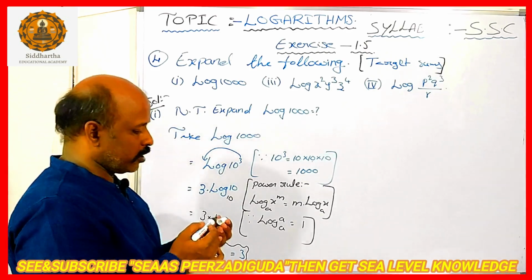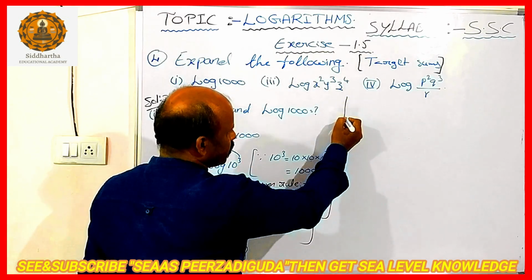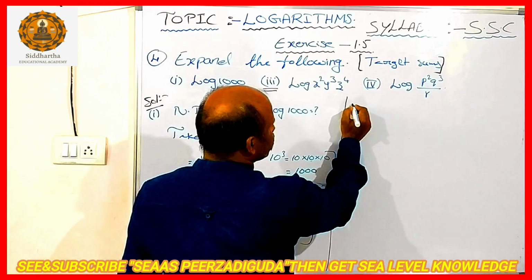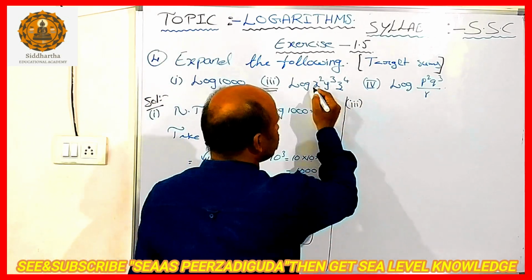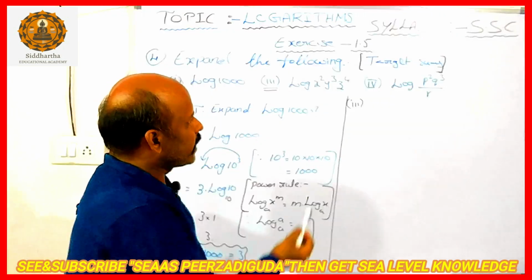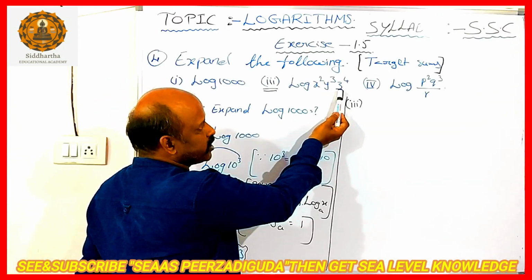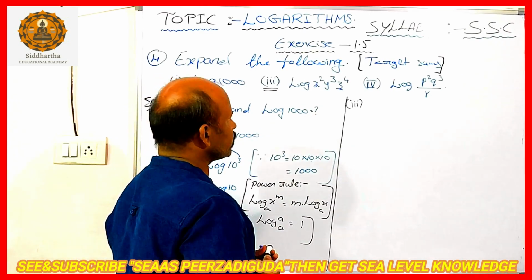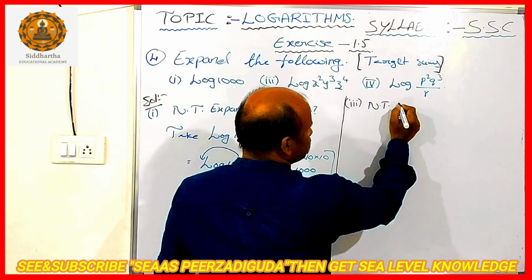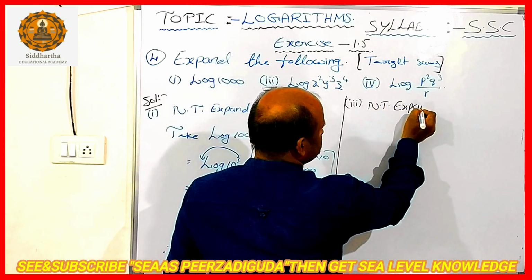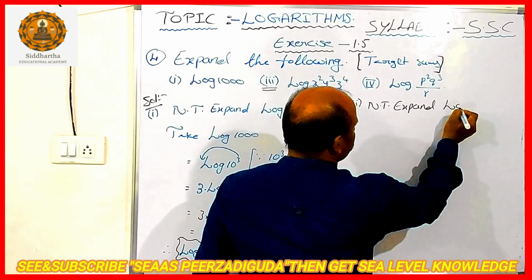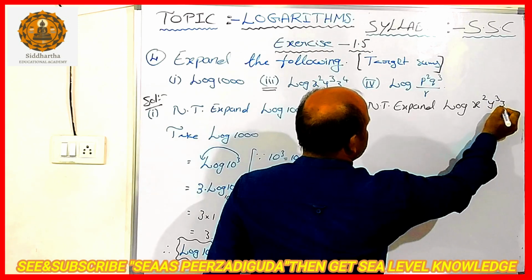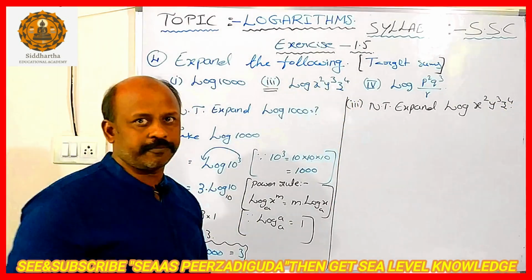Now we have to go for question number 3. What is question number 3 over here? Log x square y cube z power 4. This one I am going to expand. Now you observe over here. Now to expand log x square y cube z power 4, for expanding we have to take this value first.